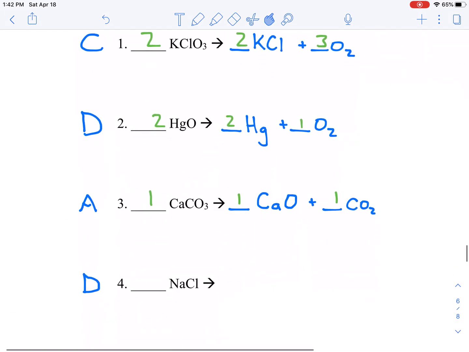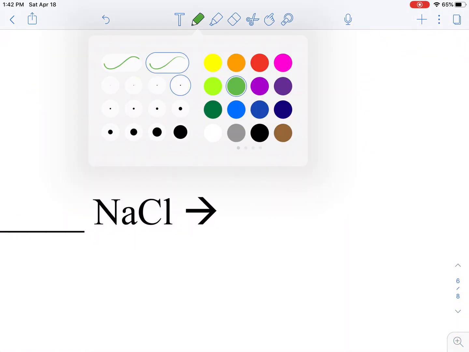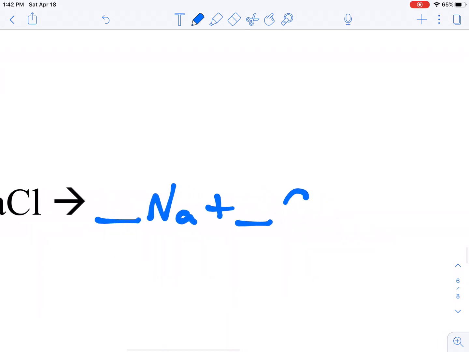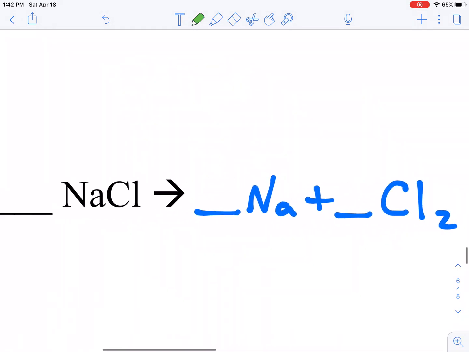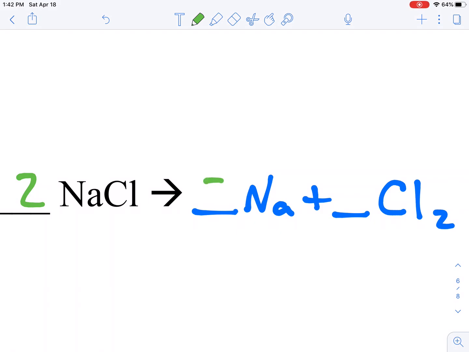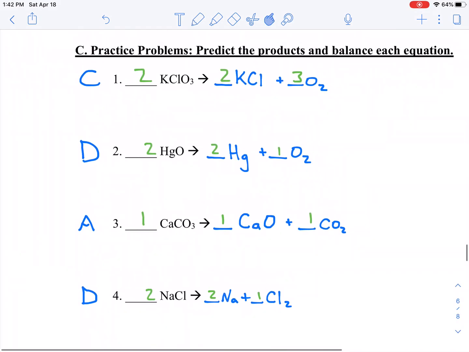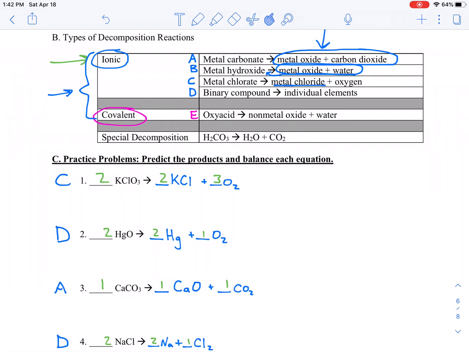We have another type D down here, NaCl. When NaCl decomposes, it splits. We get Na, not diatomic. We get Cl. Cl is diatomic, so it's Cl2. Again, we need to worry about balancing, and again, we're going to get a coefficient of 2, 2, and 1. So that takes care of all of the blue stuff, kind of the more straightforward ionic decomposition.